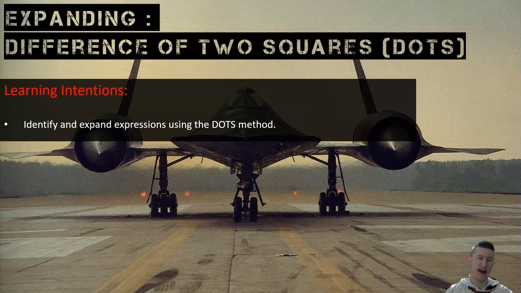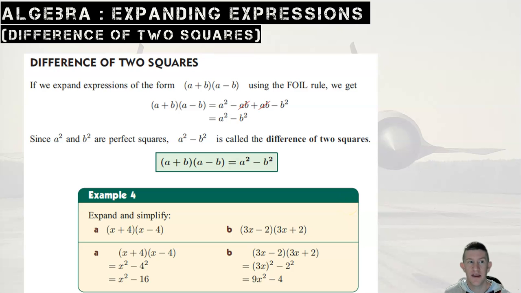Great question, that person. The difference of two squares, the dots method, is talking about if I take an expression that's an a plus b in brackets multiplied by an a minus b in brackets. If I use my typical FOIL rule, which is always good if you forget the dots method, FOIL will always work. We end up with a squared minus ab plus ab, because we get a plus ba and minus ba from the outers and inners, and then minus b squared. The ab and the minus ab are going to cancel out. I'm left with just a squared minus b squared, which is my answer.